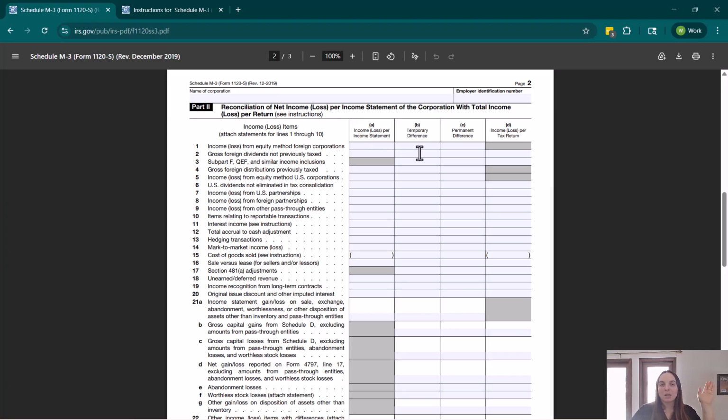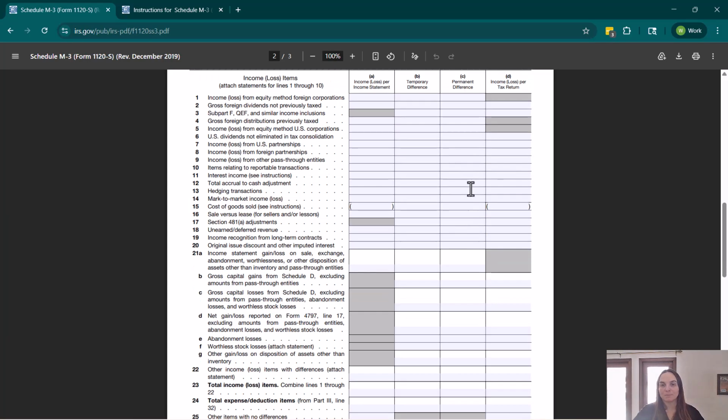And then it's going to have a column for temporary differences, a column for permanent differences, and then a column for the tax return. So essentially it's saying, okay, cool. Where are you starting at on your books? Give us some information on whether or not these differences are temporary or permanent, if there are differences. And then let's make sure that those differences reconcile between the two, right? They're truly the difference between the books and the tax return. Again, these schedules are designed to catch mistakes.